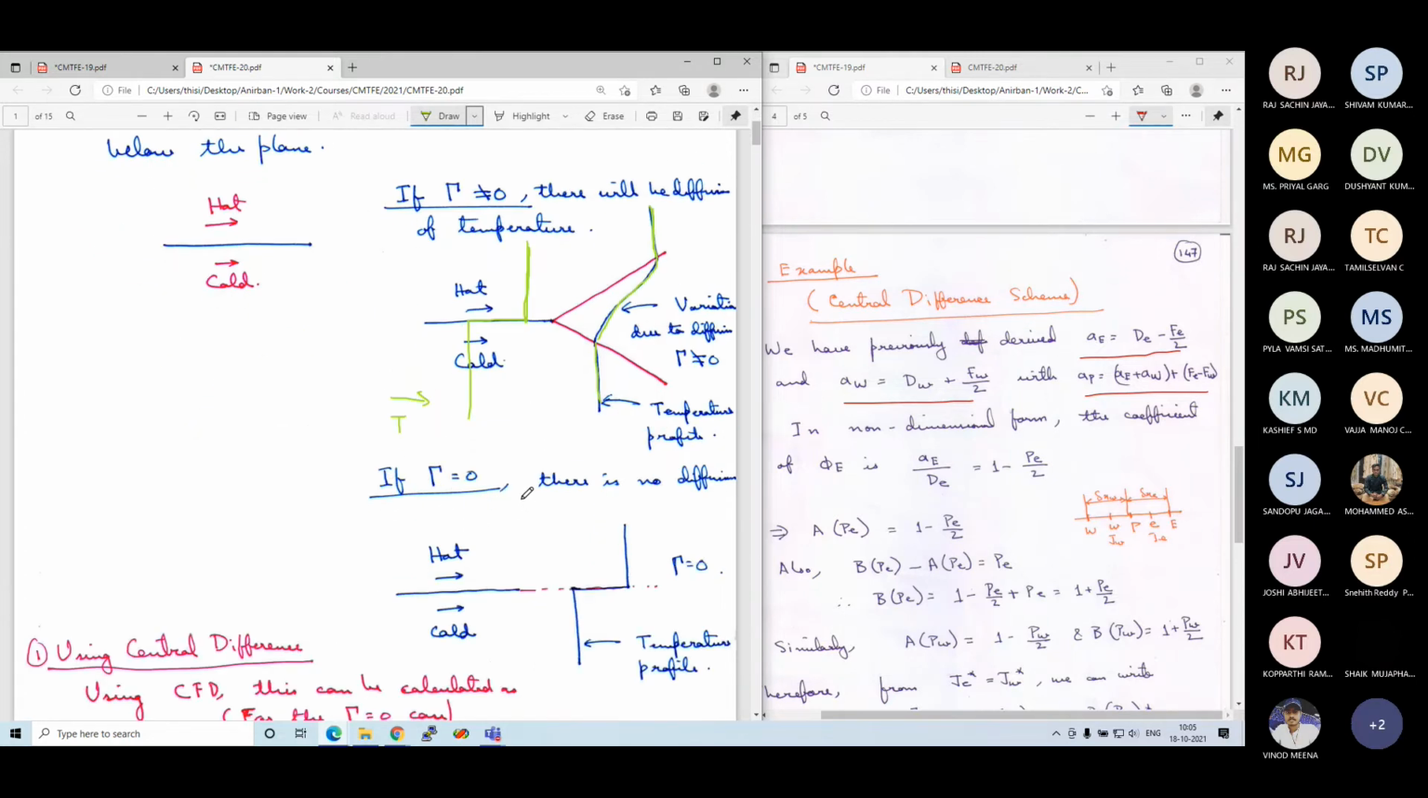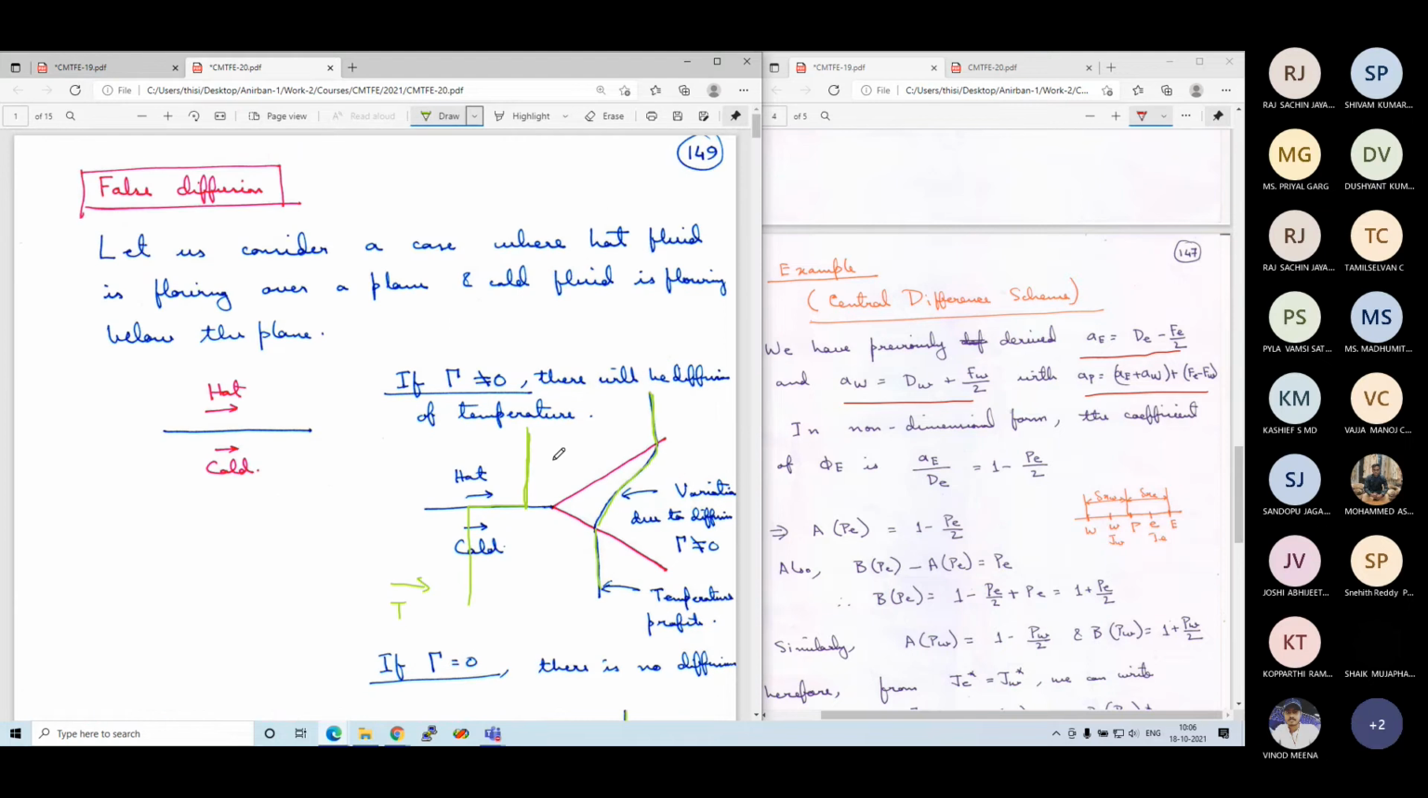On the other hand, if diffusivity is 0, there is no diffusion, then the temperature profile will remain the same, because there is no diffusion, there cannot be any heat exchange, right? There is no flow in the perpendicular direction also. So this is the temperature profile in that case. Our numerical scheme should capture this: if the diffusivity is 0, the temperature should remain like this along the flow direction. If the diffusivity is non-zero, the temperature profile should become like this in the flow direction. So this should be captured by our discretization scheme.